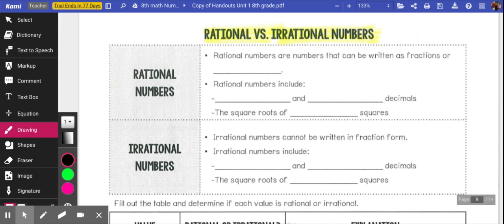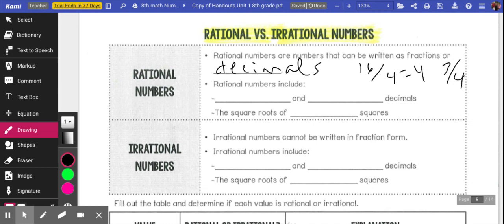Lesson 4 has to deal with classifying numbers, rational versus irrational. We talked about this a little bit last year. Rational numbers are numbers that can be written as fractions or decimals. Now, that doesn't mean they have to be fractions or decimals. It just means they can be written like that. So, for example, 16 over 4 would be rational because that ends up equaling 4.